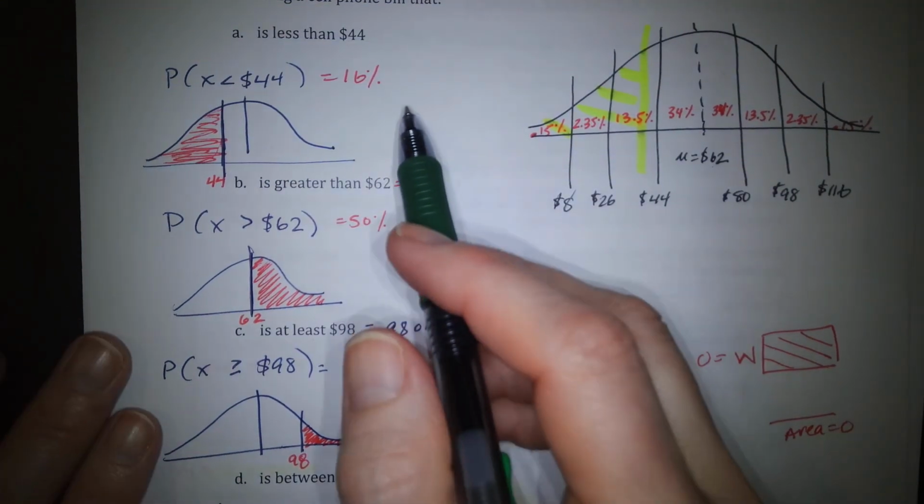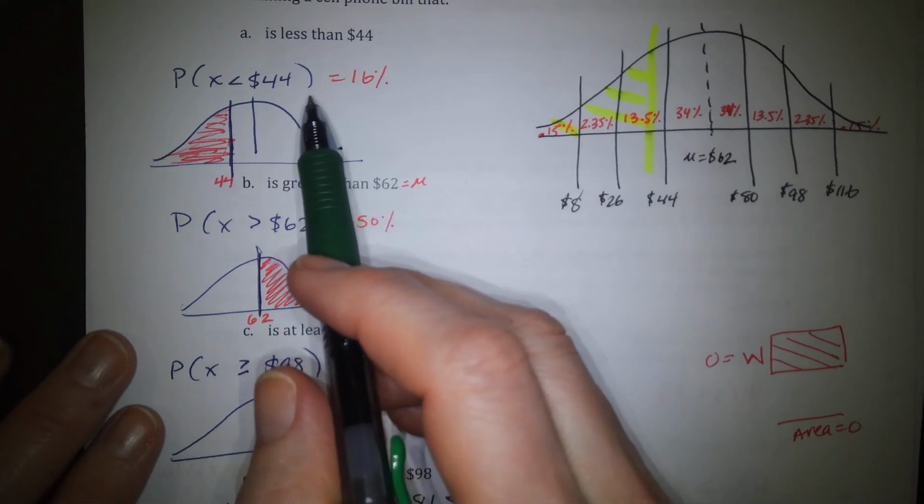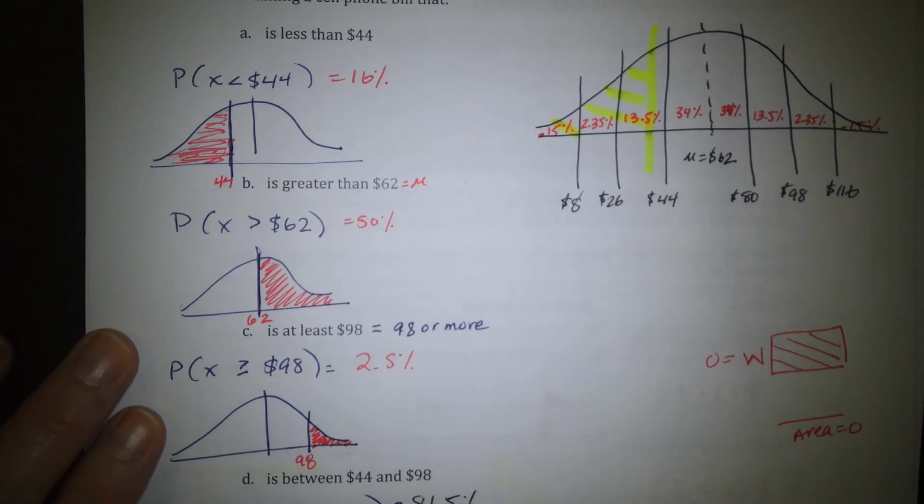So here I've got an example, finding the probability that the cell phone bill costs less than $44.